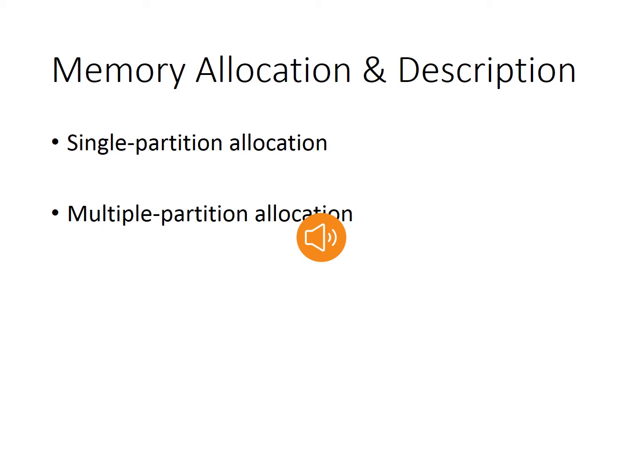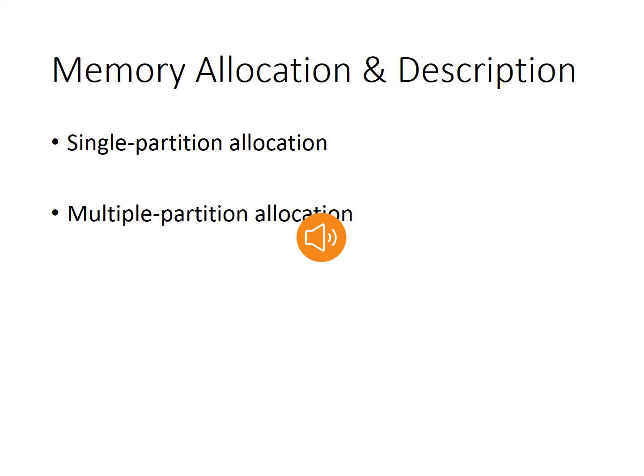In single partition allocation, the relocation register scheme is used to protect user processes from each other and from changing operating system code and data. The relocation register contains the value of the smallest physical address, whereas the limit register contains the range of logical addresses. Each logical address must be less than the limit register.